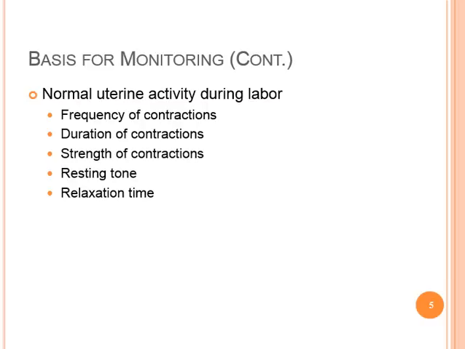This table also lists Montevideo units. We can only count Montevideo units when we have an internal monitor. So in order to count Montevideo units, you need an intrauterine pressure catheter. And remember, with the intrauterine pressure catheter, you can tell the exact intensity of the contraction. And when we're calculating how intense the contractions are, we use Montevideo units. But don't bog yourself down with that because that's kind of an advanced practice.